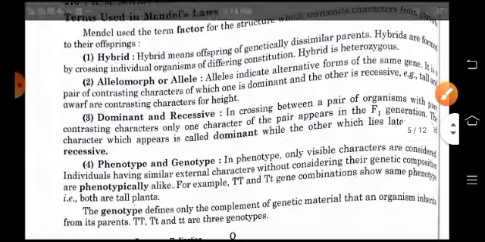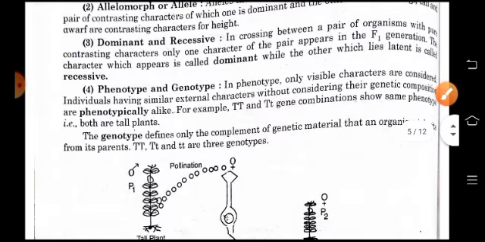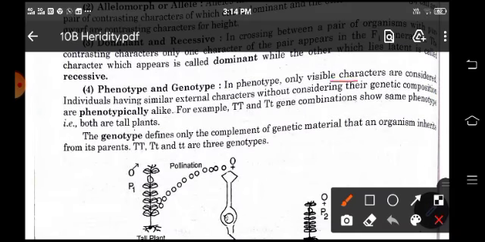Dominant and recessive. In crossing between a pair of organisms with pure contrasting characters, only one character of the pair appears in the F1 generation. So the character which appears is called dominant, and the other which lies latent is called recessive. Phenotype and genotype. Now phenotype: only visible characters are considered. The individuals having similar external characters without considering their genetic compositions are phenotypically alike. Genotype defines only the complement of genetic material that an organism inherits from its parents.